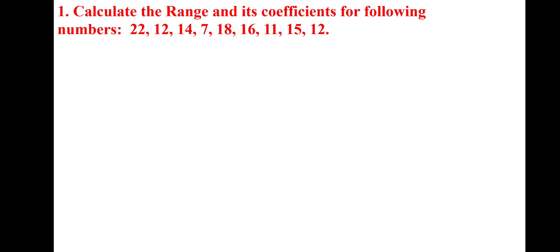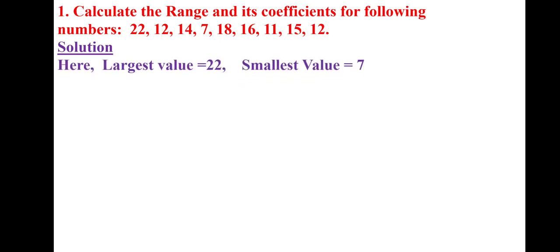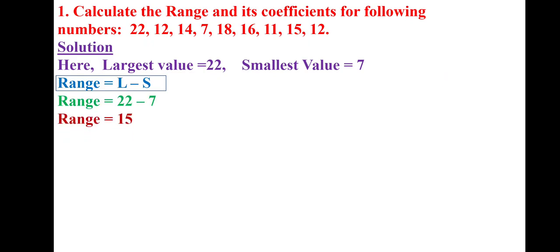That is what we have written: calculate the range and its coefficient. Solution. Here, first we need to find the largest value and smallest value. In the given values, 22 is the largest value and the smallest value is 7. So the formula is written: range equals L minus S, largest value minus smallest value. 22 minus 7, we get 15. So this is the range value.